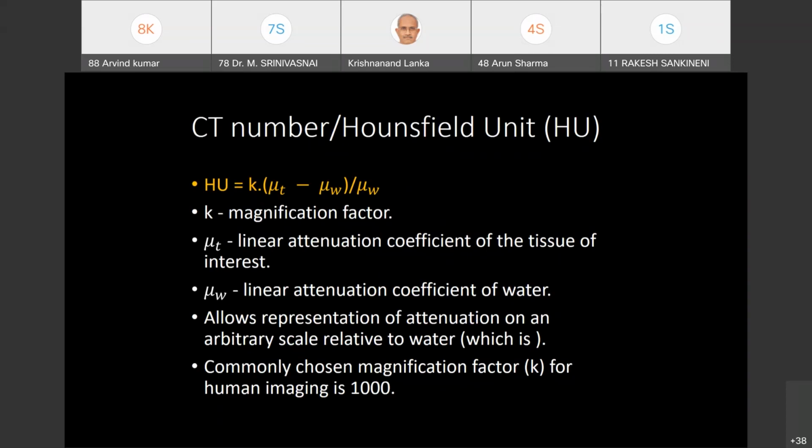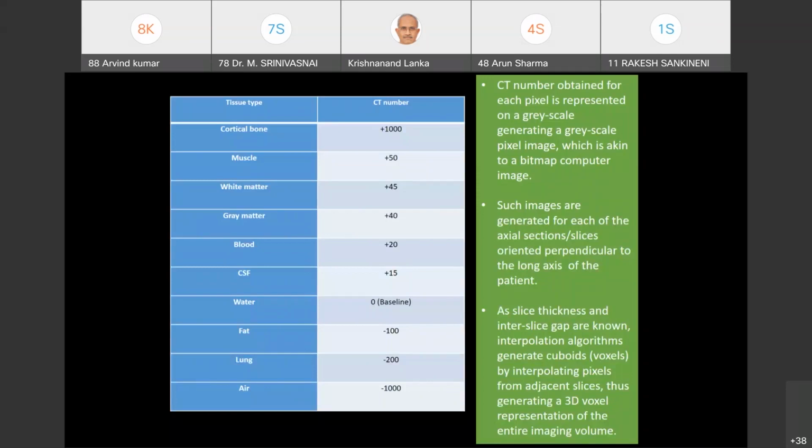Just like ice is taken as a standard to develop a 0 to 100 scale, where boiling of water is given 100 and ice is 0, similarly here we have given water a CT number of 0. Water baseline is 0, right? And bone is 1000, whereas air is -1000. The CT number obtained for each pixel is represented on a grayscale, generating a grayscale image.